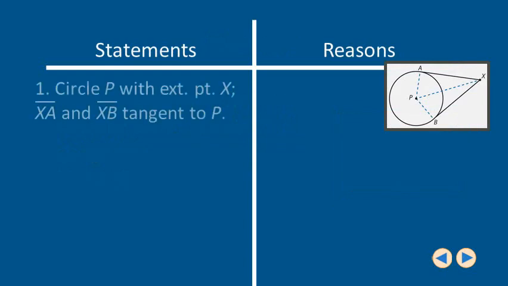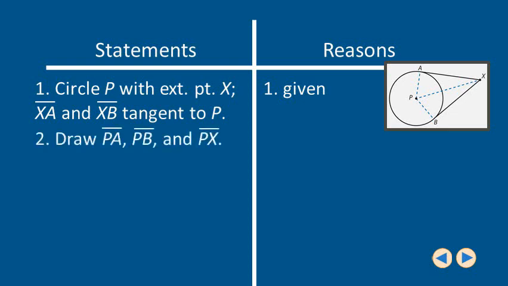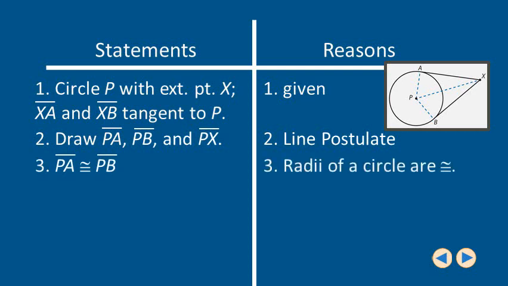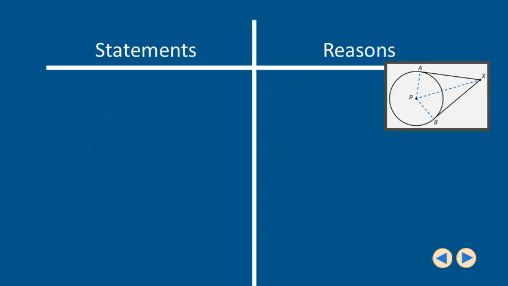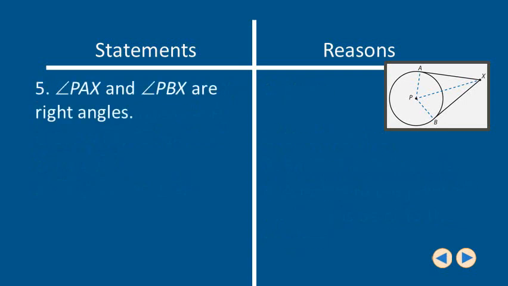So here's the proof. Circle P with exterior point X, segment XA and segment XB tangent to P. So we use the line postulate to draw segments PA, PB, and PX. We know that PA is congruent to PB. Why? Because all radii of a circle are congruent. We know that PA is perpendicular to segment XA, segment PB is perpendicular to XB. Why? Because of the first theorem. A radius to the point of tangency is perpendicular to the tangent. Therefore, angles PAX and PBX are right angles.